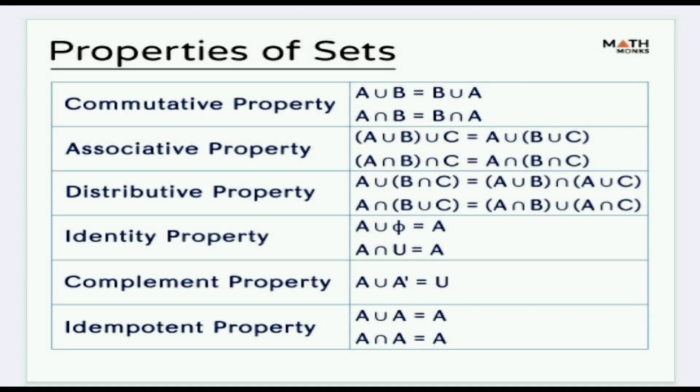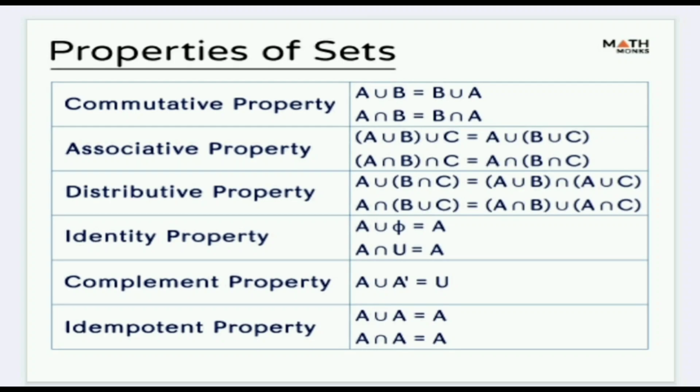The next, properties of set. There are different properties of set. First of all, commutative property. Swapping sets in union or intersection doesn't change the result, like A union B equals B union A and A intersection B equals B intersection A. Then associative property, which means grouping sets differently in union or intersection doesn't change the result, like A union (B union C) equals (A union B) union C.